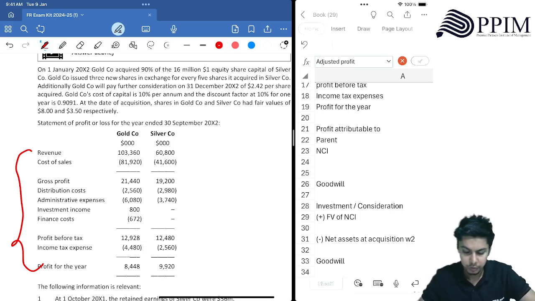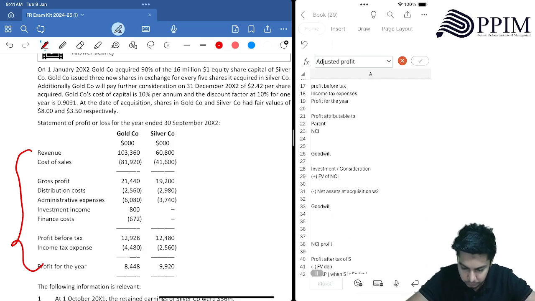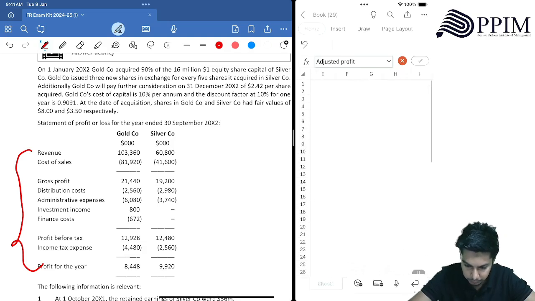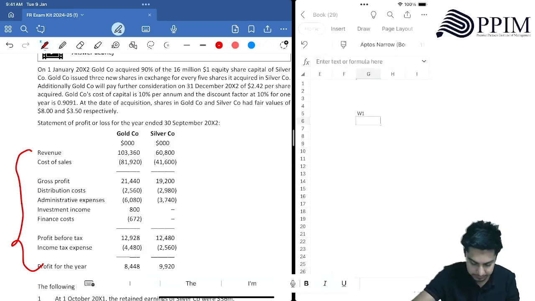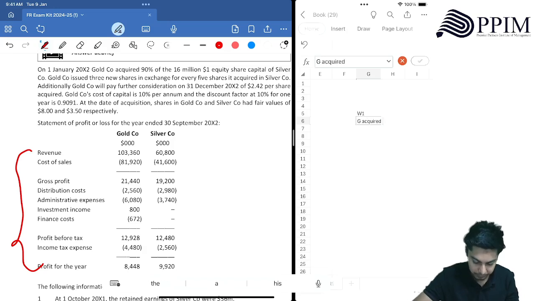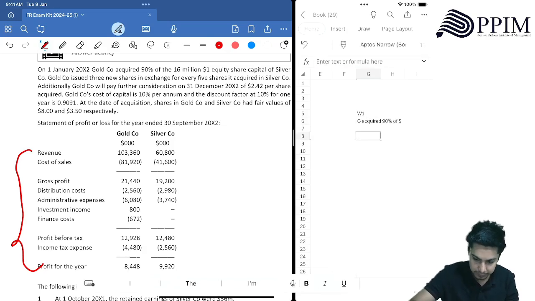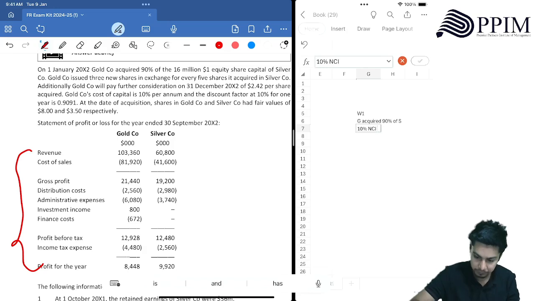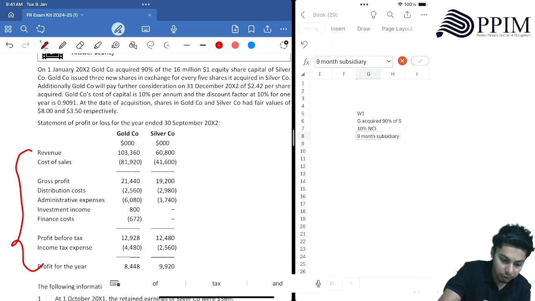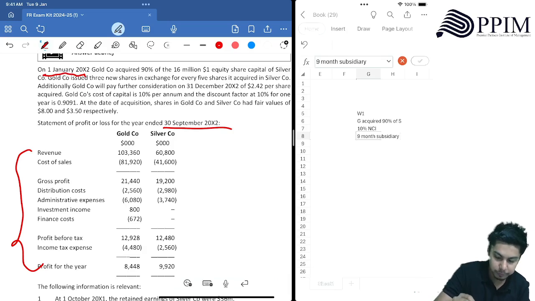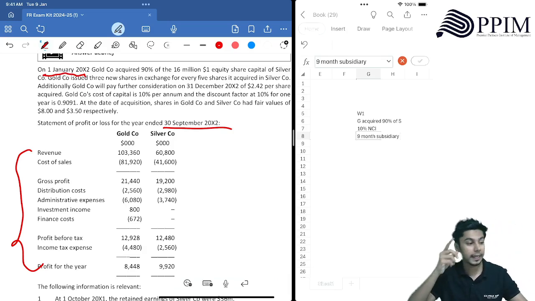Okay. So guys, let's start off with working number one. I'll do it on the side. Now, how does this question go? It says G acquired 90% of S. That means there is 10% NCI. And also, how many months is the subsidiary? This is a 9-month subsidiary, because they bought the company in January 2000 and the question is for September 2000. So this will be exactly a 9-month subsidiary.